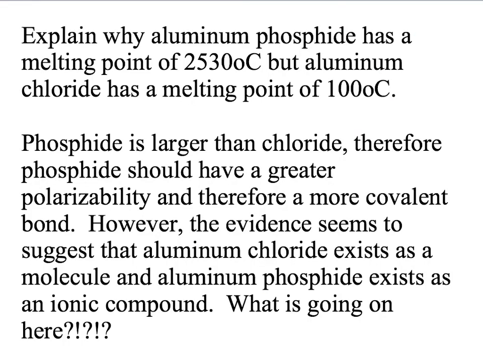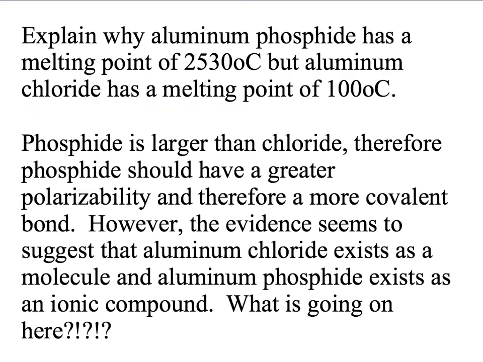All right, this is a little question we had in class. Explain why aluminum phosphide has a melting point way up there, 2500 degrees Celsius, but aluminum chloride has a melting point of 100 degrees Celsius. So aluminum chloride versus aluminum phosphide. The only thing I'm changing here is my anion. So why the big difference from phosphide to chloride?